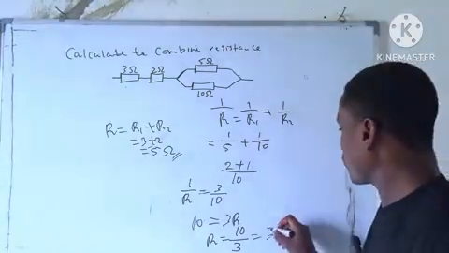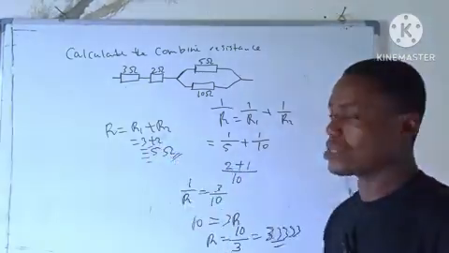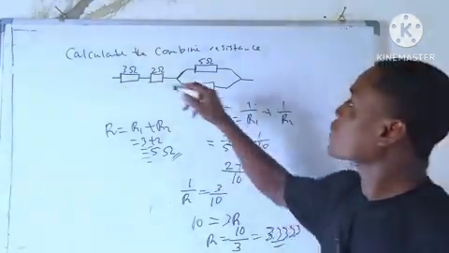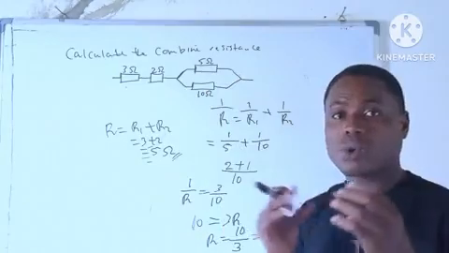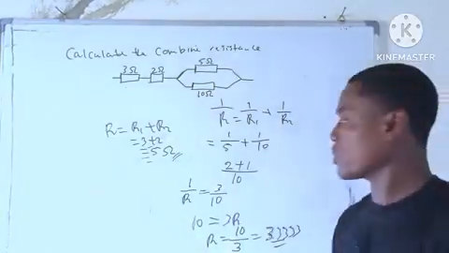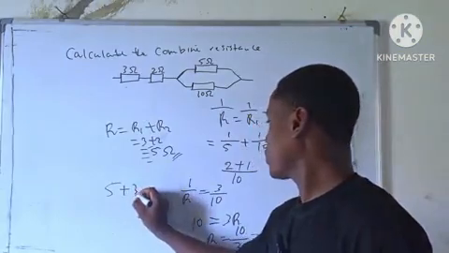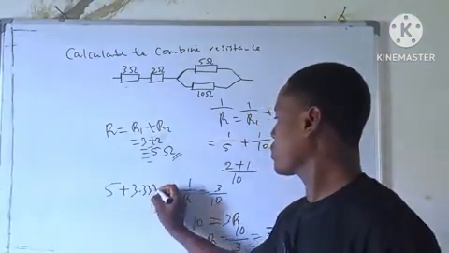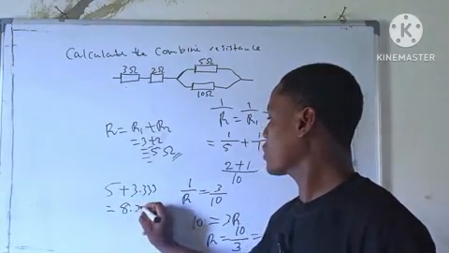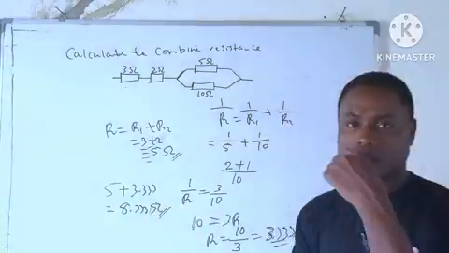Now, this is the value of what? The parallel. And this one is the value of what? The series, right? Now they say we should calculate the combined resistance. So what we need to do is to add the two resistances together. That is 5 plus 3.333. It will give us 8.333 ohm. Do you understand now?